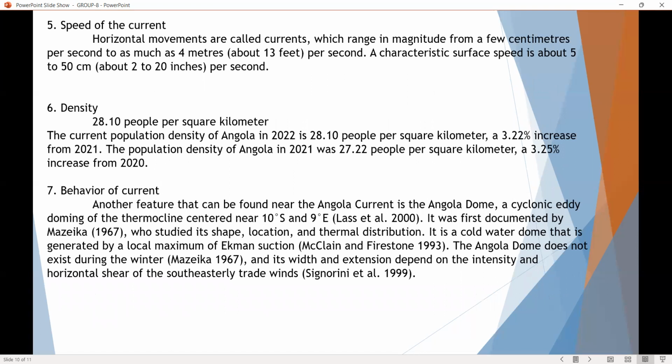Number five is the speed of the current. Horizontal movements are called currents, which range in magnitude from a few centimeters per second to as much as 4 meters, or about 13 feet, per second. The characteristic surface speed is about 5 to 50 centimeters, about 2 to 20 inches, per second.